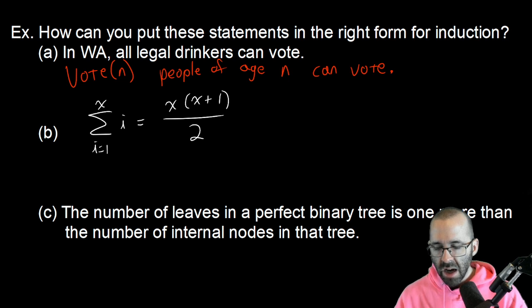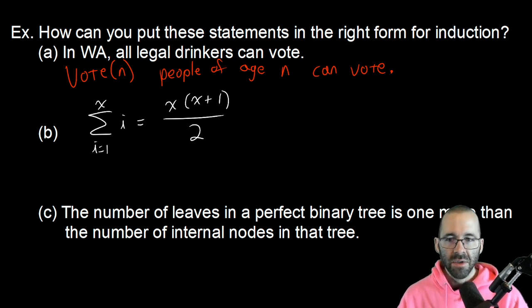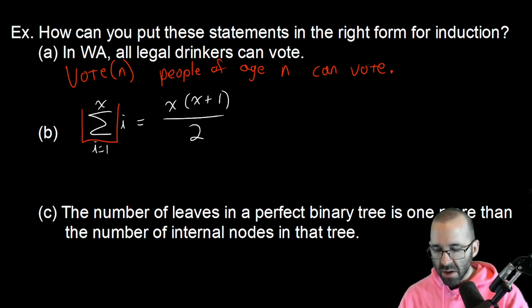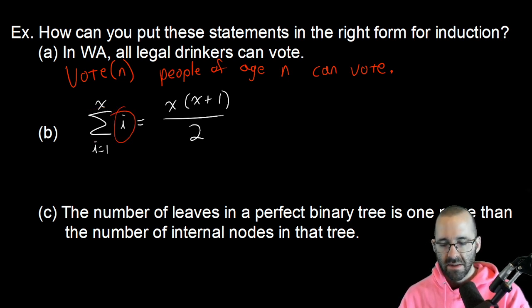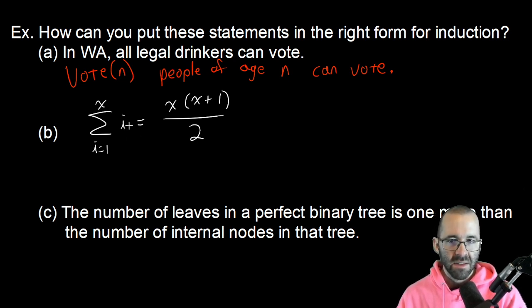Over here, how can we phrase this as a predicate about natural numbers? Remember, if you are not familiar with this, this is summation notation. This says we're adding up a whole bunch of i's, starting with i equals 1 and going all the way until i equals some number x. So really, this is a shortcut for adding up 1 plus 2 plus 3 plus 4 plus 5 plus 6.